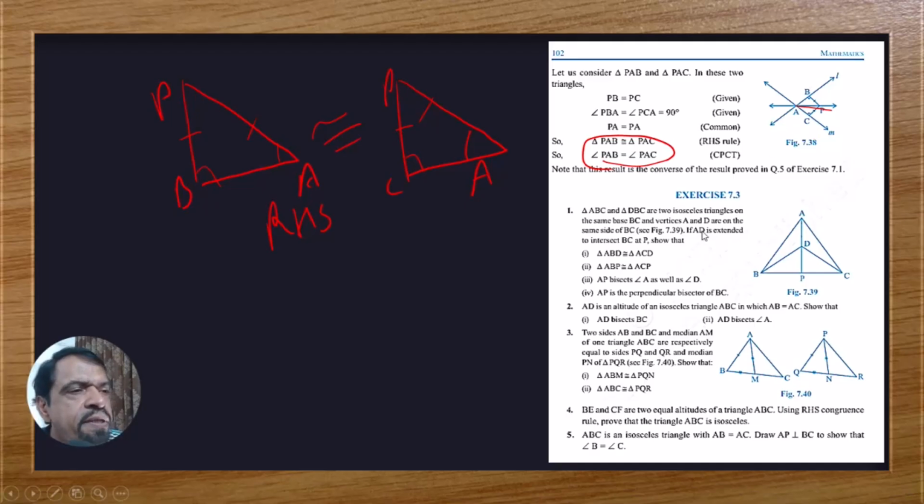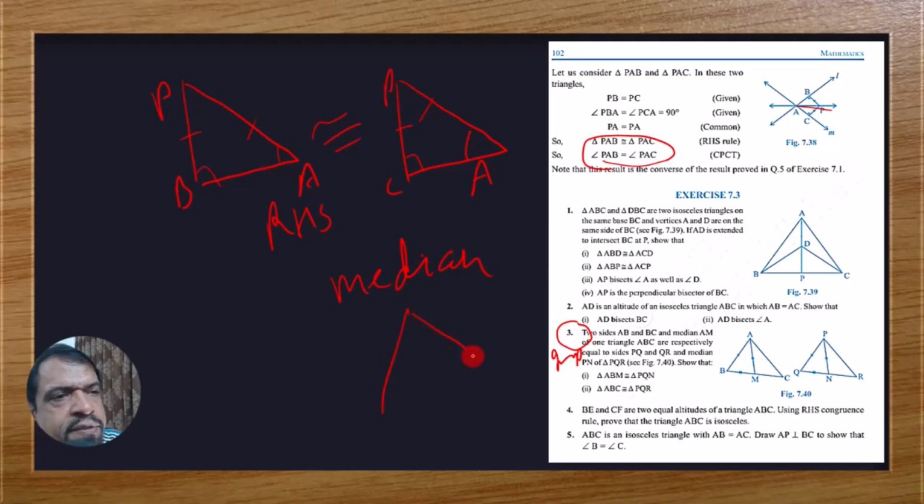Now in this Exercise 7.3, the first is very simple, the second simple, the third question is important. In the third question, it is asked: ABM and PQN. The sides are given equal. AB and BC, the AB full, this BC full, not this part, BC equal to this PQ full and this QR full. You should remember median means the line which bisects the side. This is a median property. So this bisects, so these two are equal, these two are equal.